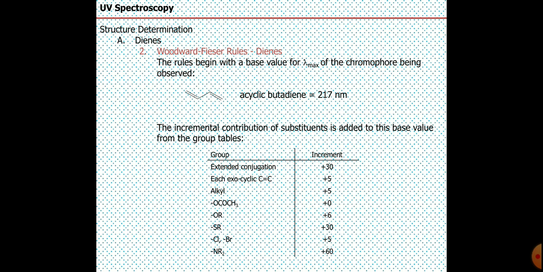If an exocyclic double bond exists, then you can add plus 5 for alkyl group or alkyl residue or ring residue. Plus 5 nanometer is added for acetyl group. For alkoxy group, 6 nanometer is added. For SR group, plus 30 nanometer is added. For halogens, plus 5 nanometer is added. And if NR2 is present over this butadiene, plus 60 nanometer is added. So base value plus this increment value creates the lambda max value, or total value of absorption of this diene.